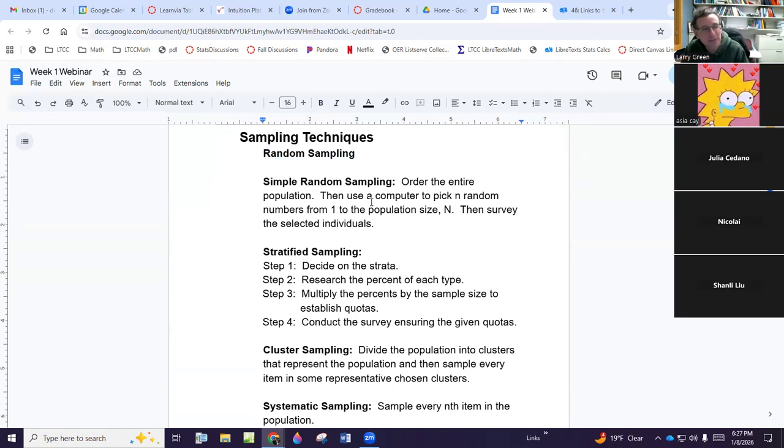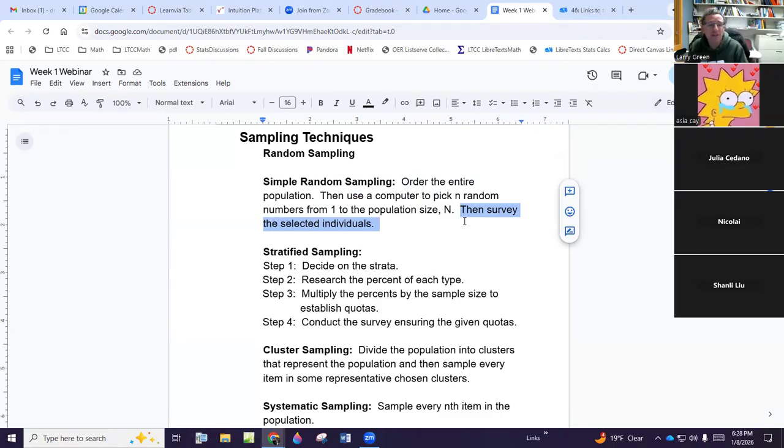Okay, so random sampling is almost impossible in most cases, but it's what you hope for, but you can't get it exactly, so you get a kind of it. So typically what you do is you have to order the entire population. Then you use a computer to pick n random numbers from 1 to the population size n. Then you survey the selected individuals and make sure that every single individual that you surveyed must answer the survey. Otherwise, it's not random anymore.